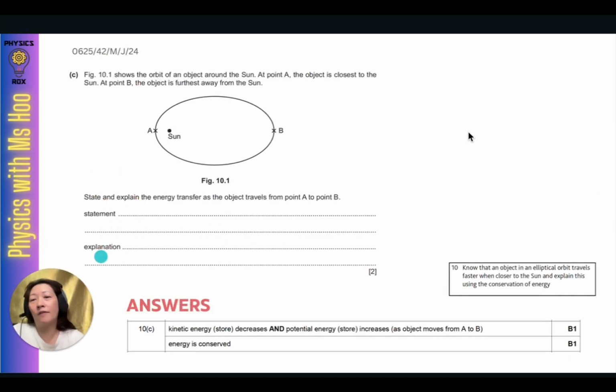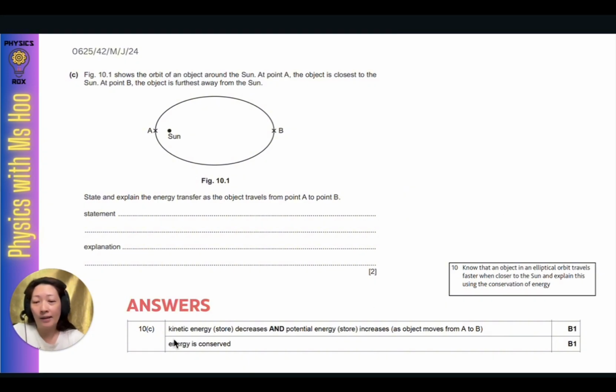This is an extract from the summer 2024 paper variant 2. Figure 10.1 shows the orbit of an object around the sun. At point A, the object is closer to the sun. At point B, the object is furthest away from the sun. State and explain the energy transfer as the object travels from point A to point B. Again, this is something that you would have learned in class when you were learning about elliptical orbits. But to help you answer the question, actually you can just refer to what's in the syllabus guide.